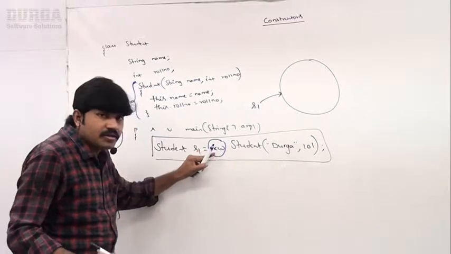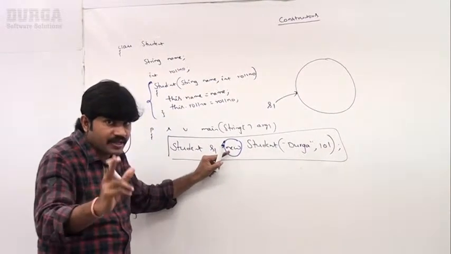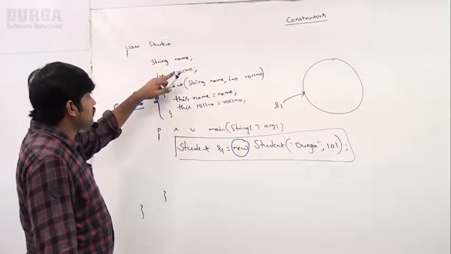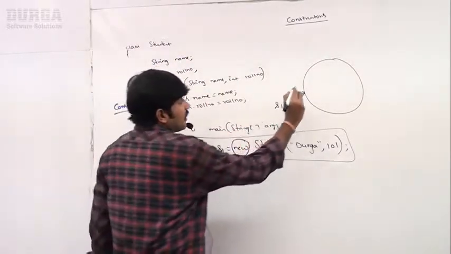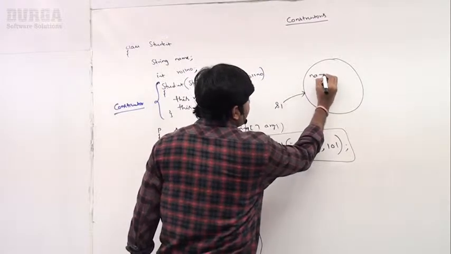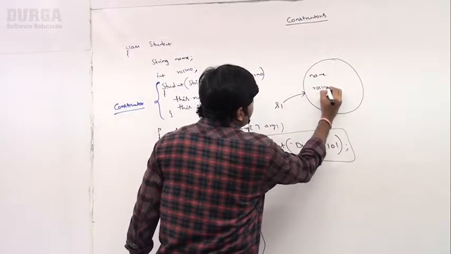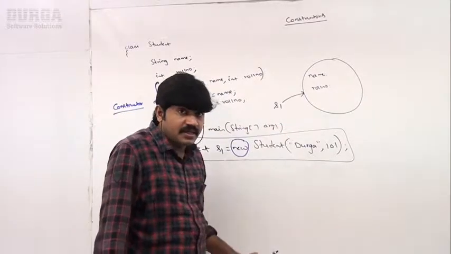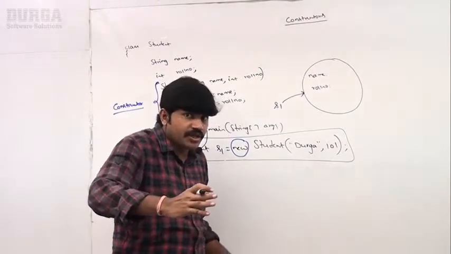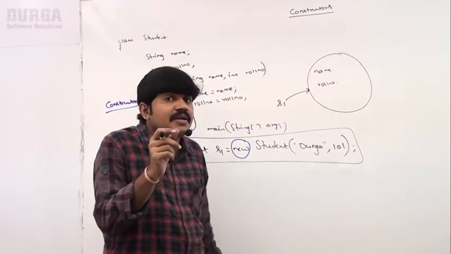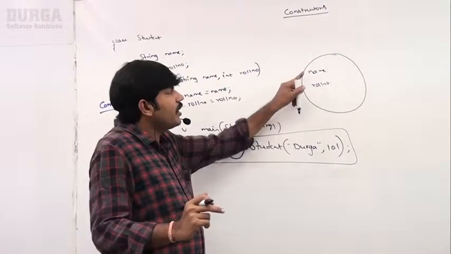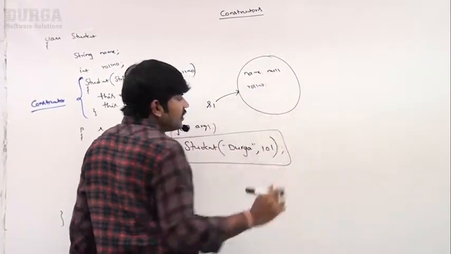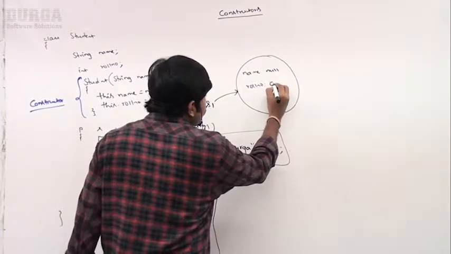Whenever we are creating an object, for every object, a separate copy of instance variables will be created. Sir, name will be created, roll number will be created. Next, at the time of object creation, for every instance variable, JVM will provide default values. What is the default value for name? Null. What is the default value for roll number? 0.